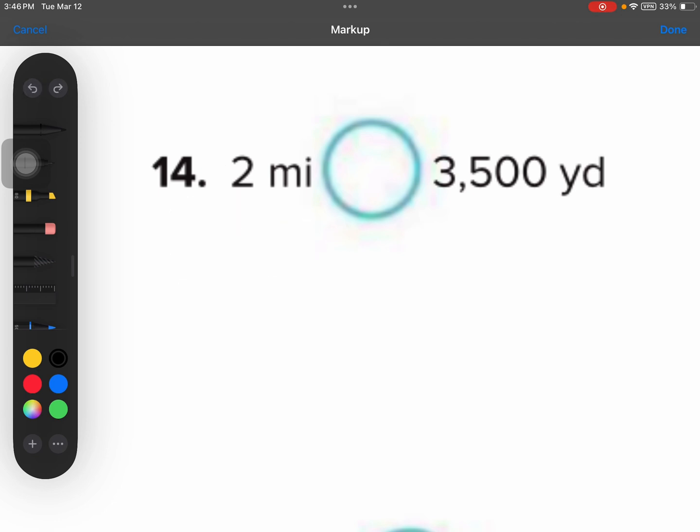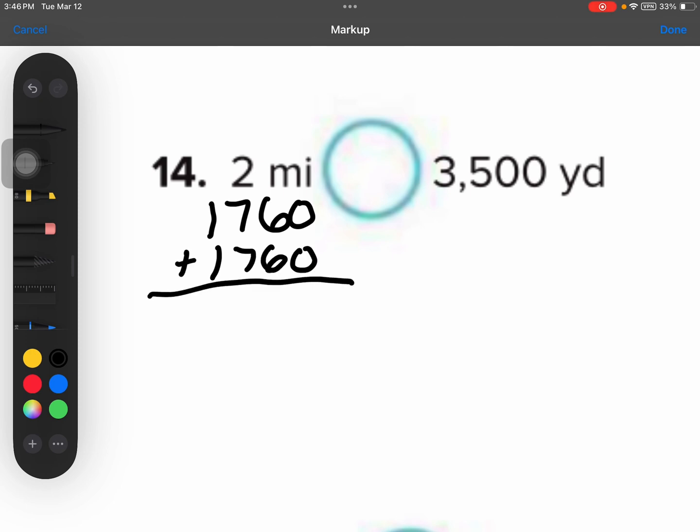Seriously. Okay, so we know that each mile has 1,760 yards. This is why you pay attention. This is one of those crazy numbers you just need to remember. So we can add those together. I just liked adding. That's why I did that other one. 15 and 3. Oh my goodness. 2 miles is 20 feet bigger than 3,500 yards. So that sign will go like that.